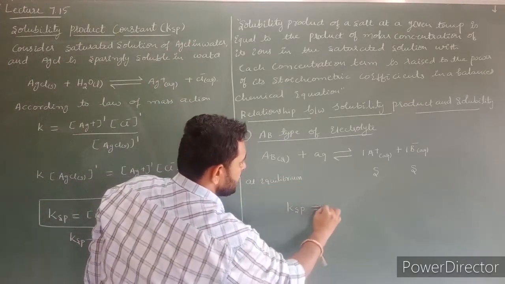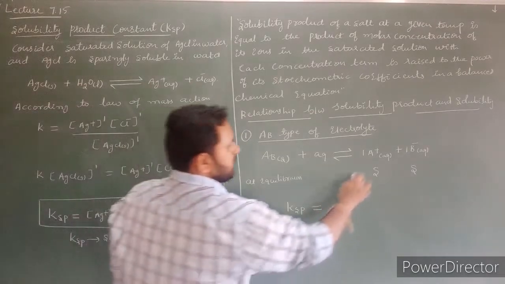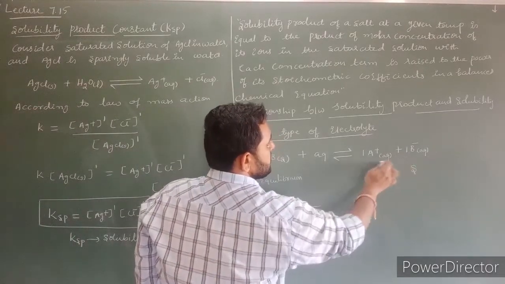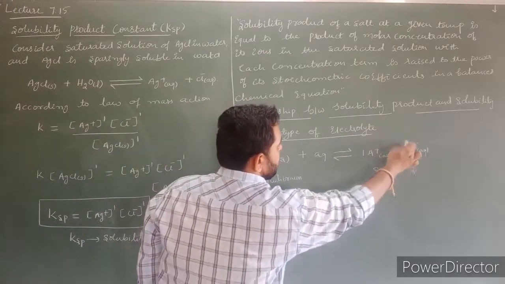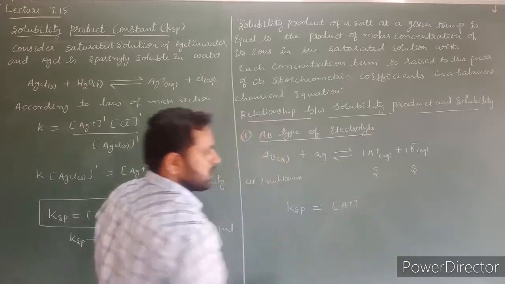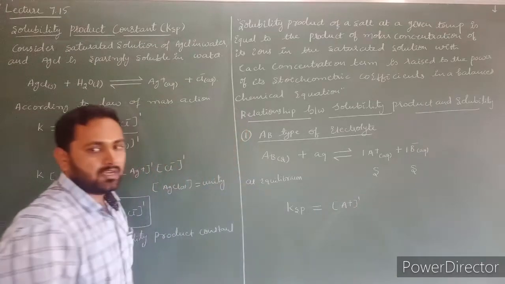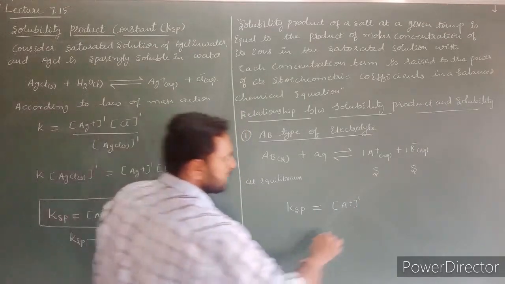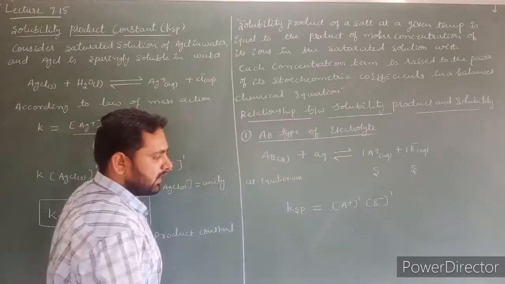Ksp means solubility product constant. Ksp is equal to the product of the molar concentrations of its ions in the saturated solution. Here the ions are A plus ion and B minus ion. The molar concentration of A plus ion, and its stoichiometric coefficient, what is the stoichiometric coefficient here? 1, into the molar concentration of B minus ion. Its stoichiometric coefficient is 1.